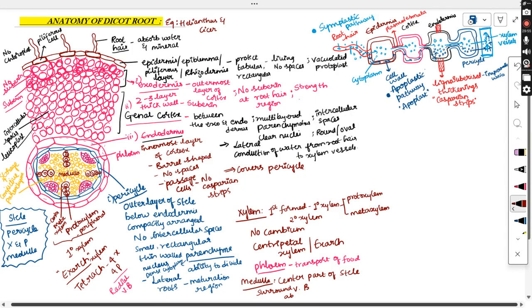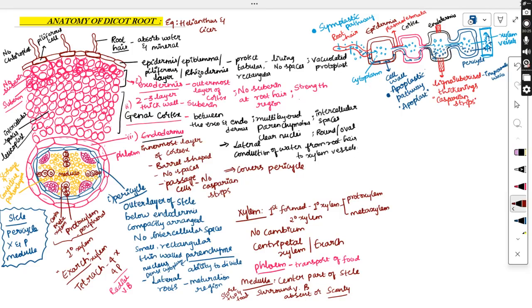So this medulla may be absent or scanty. Scanty means very small in size. So during the secondary growth, it will be crushed and it is forming a very small region. And the main function of this medulla is to store the water as well as food. It stores water and food. So let us go with how the secondary growth can be seen and what type of vascular bundle it is.